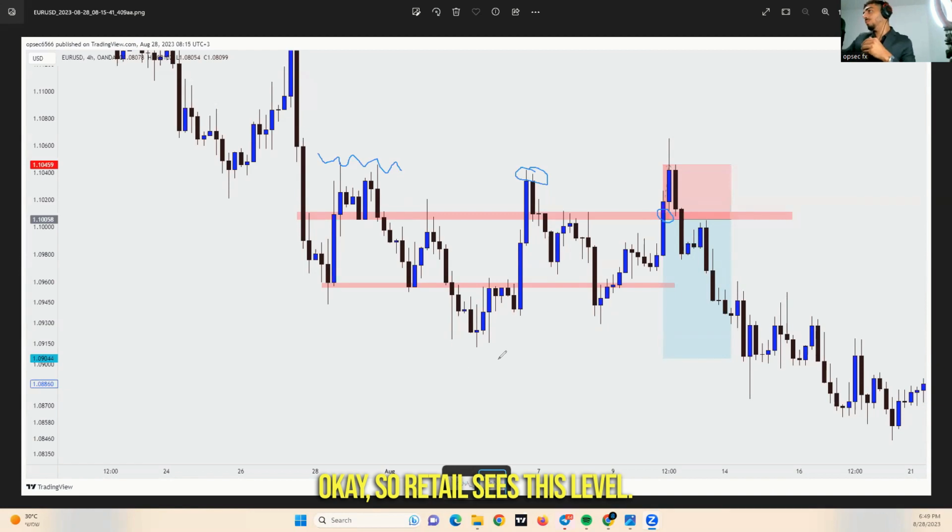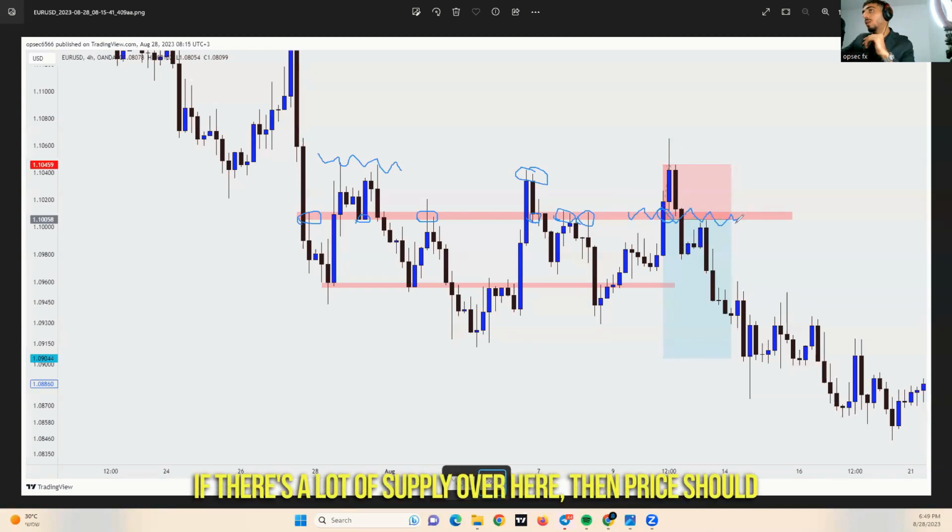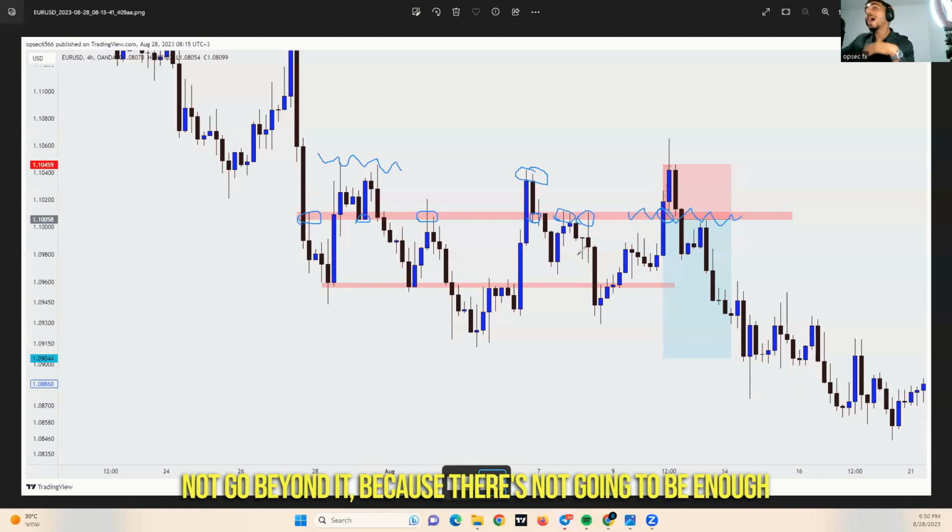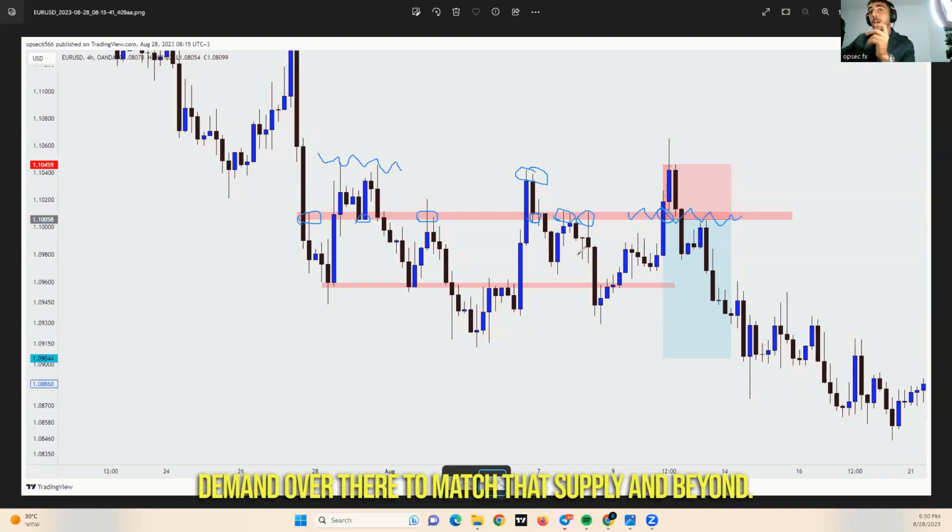Okay. So retail sees this level. They're all hypnotized by this level. They see price respected it here, here, here, here, here, here. So what do they think price will do next time price comes to it? They think that price is going to respect this level again. And they will think that the first high above it is going to be protected. They think it's going to be protected because there's a lot of supply over here. If there's a lot of supply over here, then price should not go beyond it because there's not going to be enough demand over there to match that supply and beyond.